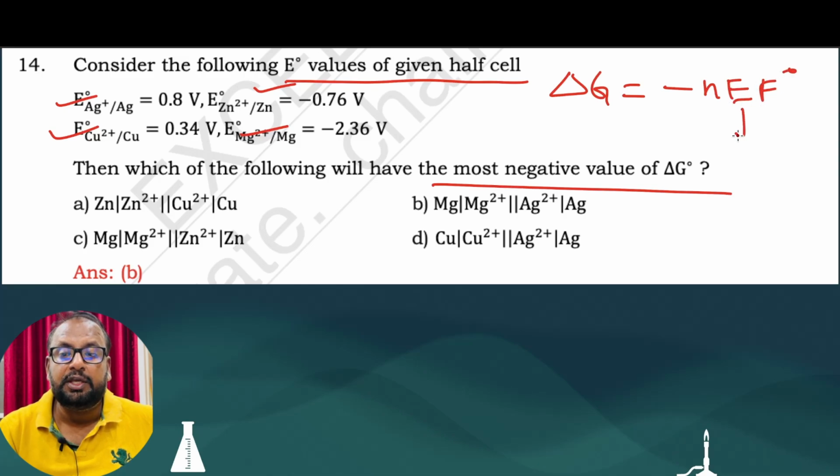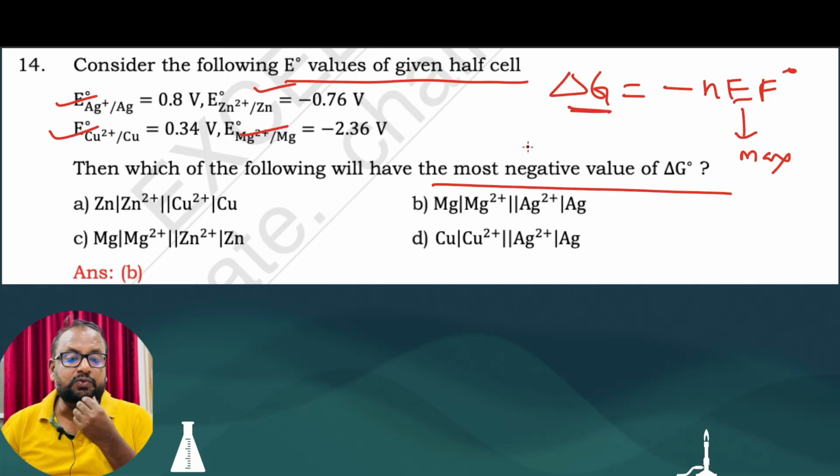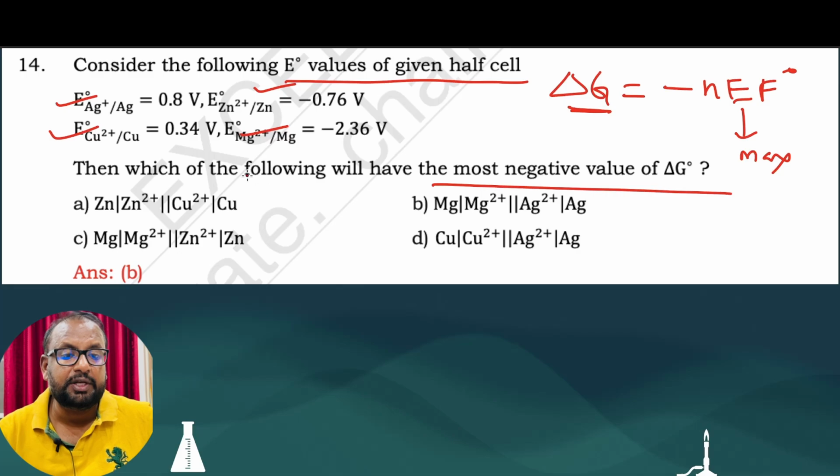So if E is max, we will get ΔG max. So we have to just figure out this one. Just substitute. So for the first case, copper is how much? It is 0.34 minus 0.16, so this is going to be 0.76. You have to add both. This will be 1.1 in the first case.